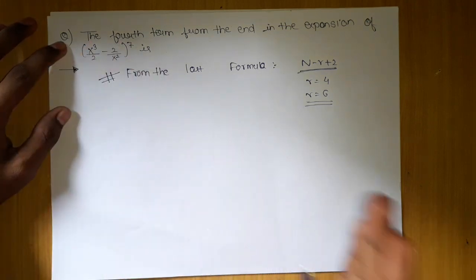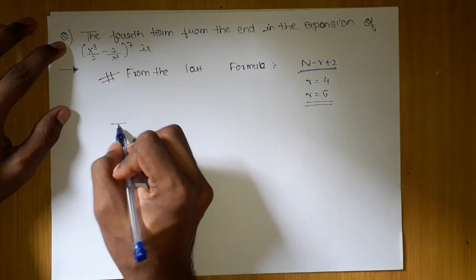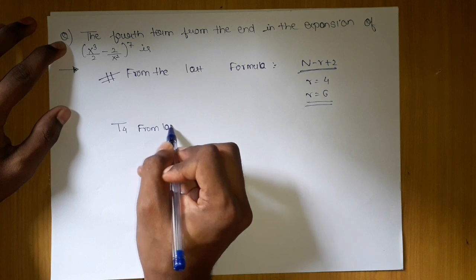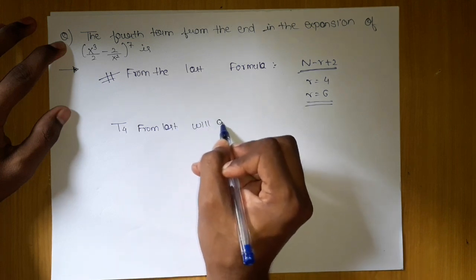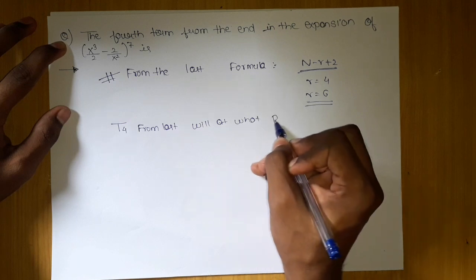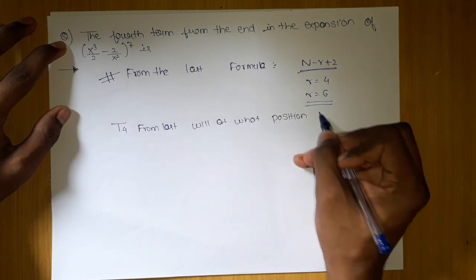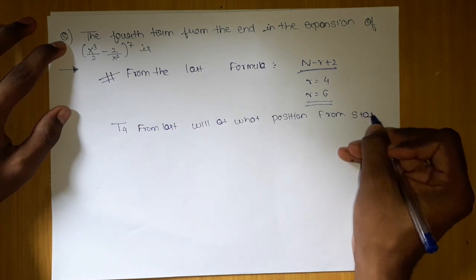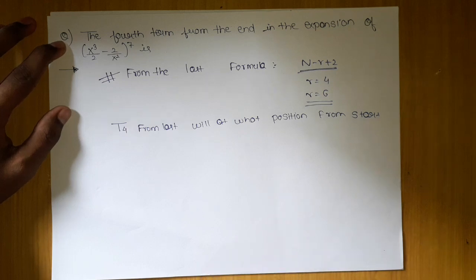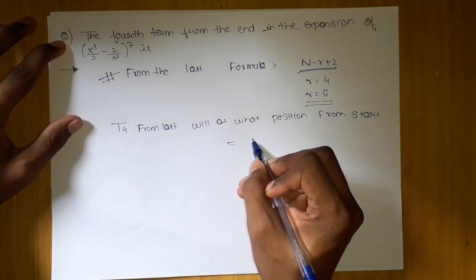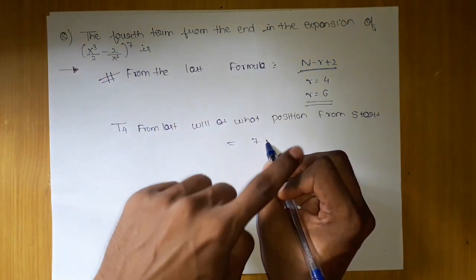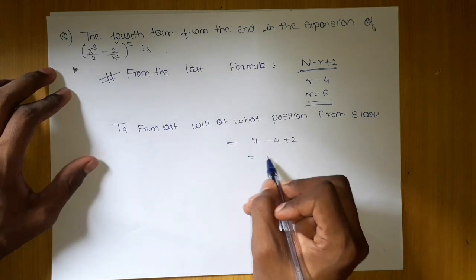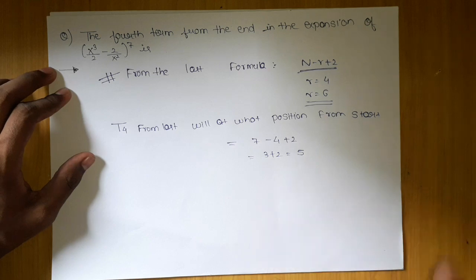So the fourth term from the end in the expansion of this is what? First I have to find the fourth term from the last, which will be at what position from the start. You have to identify this from the start, and for that I have told you the formula. The total terms are 7, minus 4 plus 2, so it is 3 plus 2, which is nothing but 5. So it is the fifth term from the start.